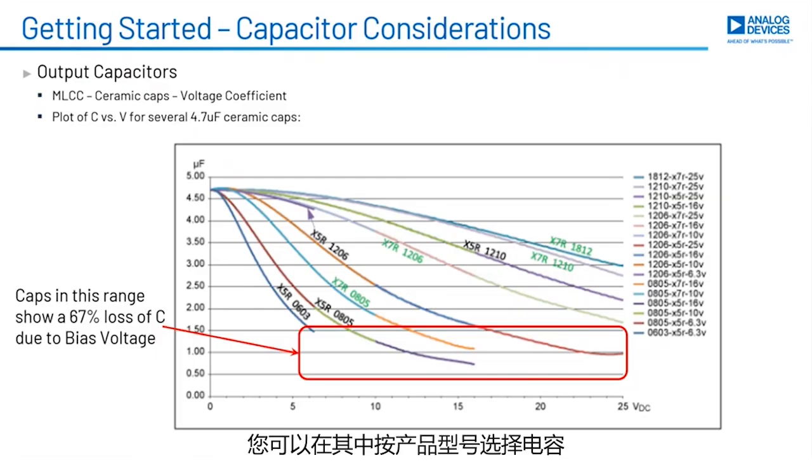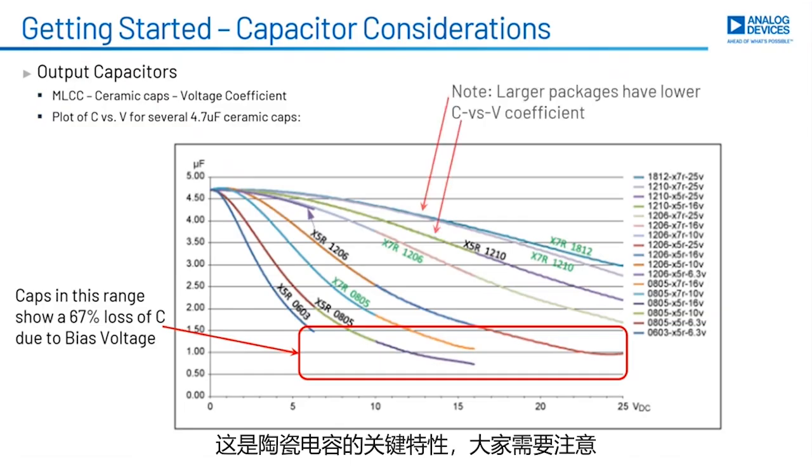And so you can actually go in and choose a cap by part number, and PowerCAD has the information about this capacitance loss with voltage and will tell you what the effective capacitance is for that particular capacitor at the output voltage that you've specified. This is a really important aspect of ceramic caps that you need to be aware of. Also note that the larger packages have a much shallower curve.